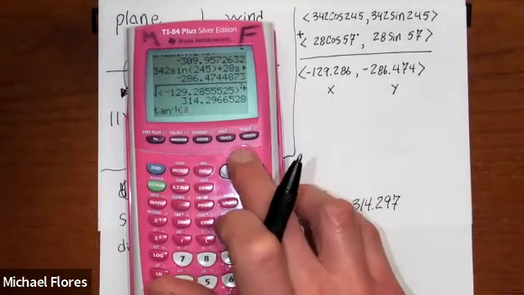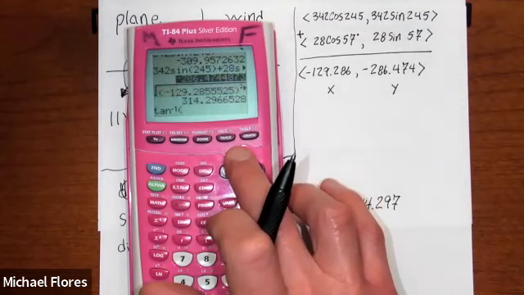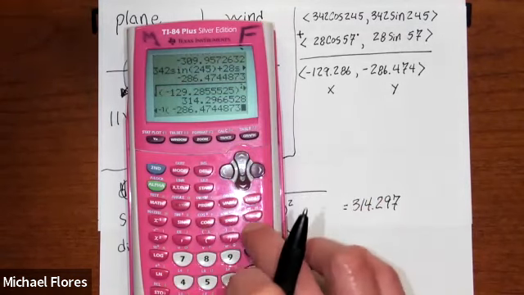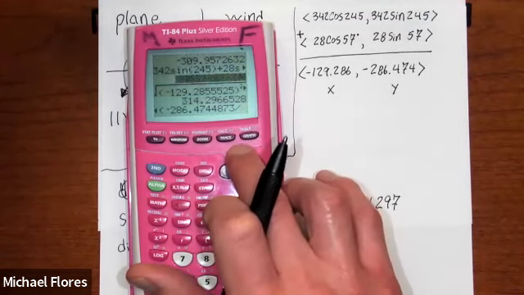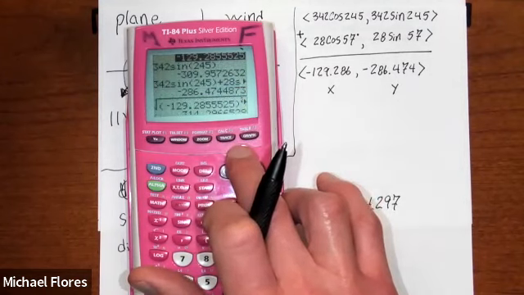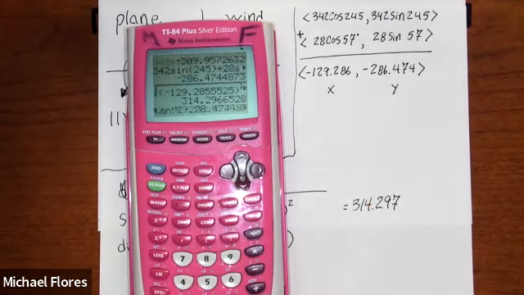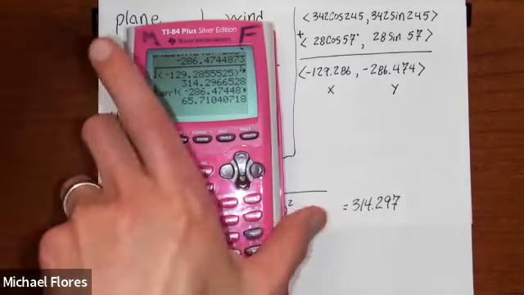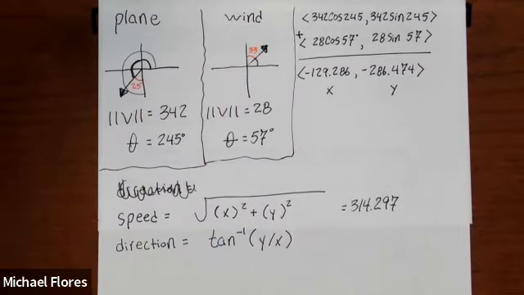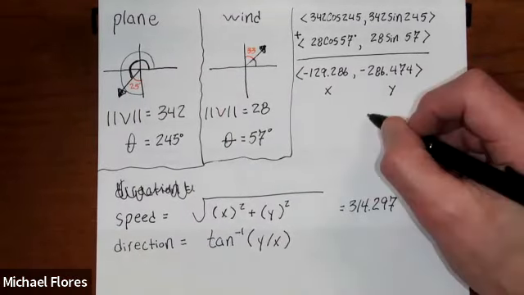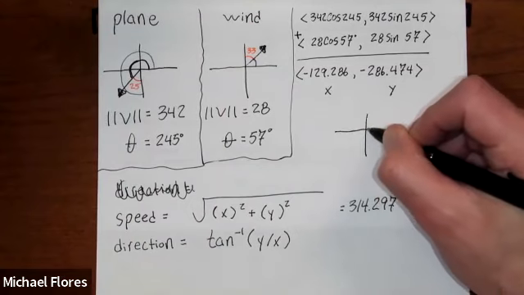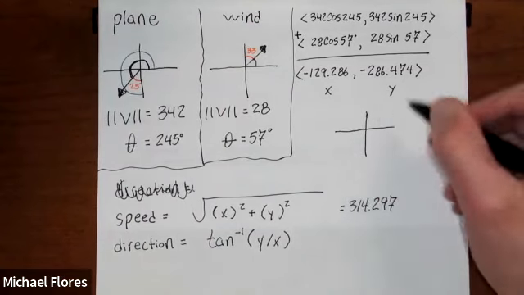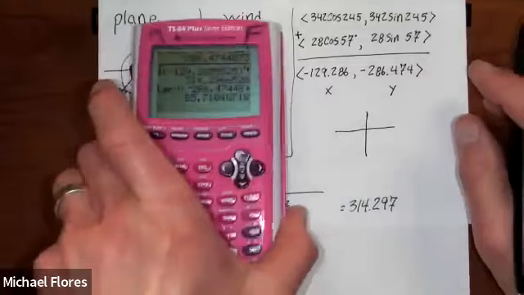Tangent, I'm going to scroll up and find my y value, divided by my x value. Okay, to get 65.710. But what we have to account for is, where would this plane fly in our quadrant here? That right there.